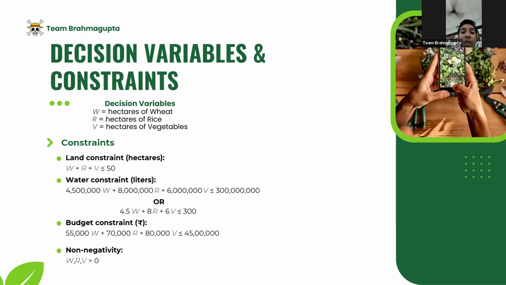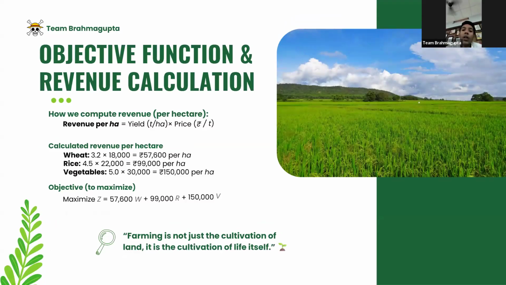And the budget constraint: per hectare, wheat is 55,000, rice is 70,000, and vegetables is 80,000. The total sum should not exceed 45 lakh. It should be less than or equal to 45 lakh. And we have to take some hectares of wheat, rice, and vegetables, because we cannot skip any one crop. From now onward, my friend Anshuman will tell.